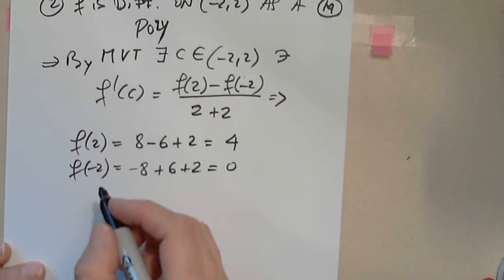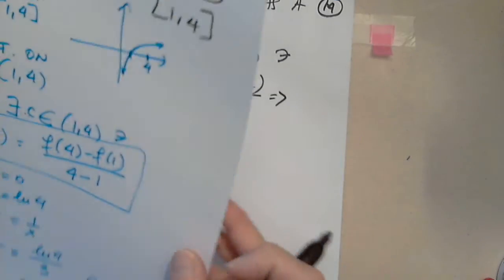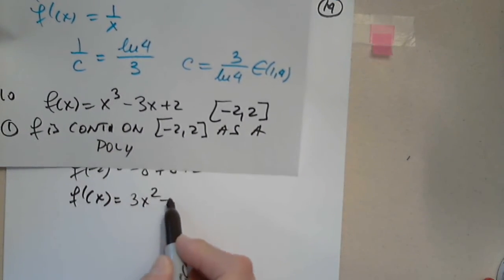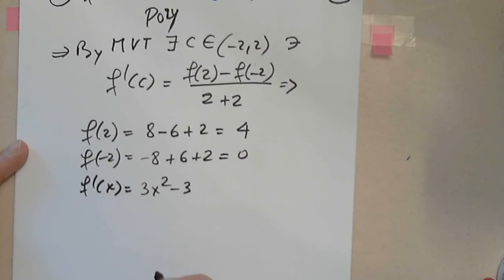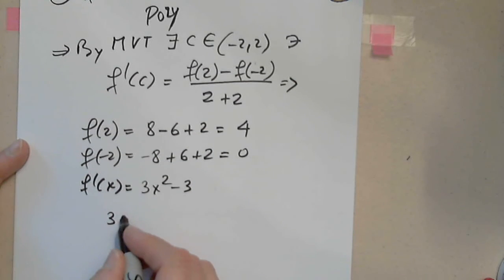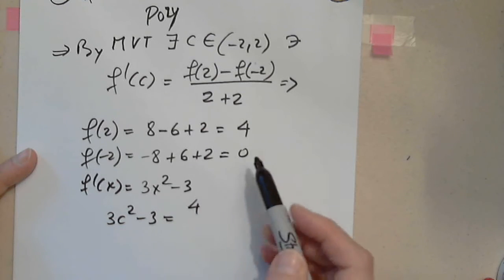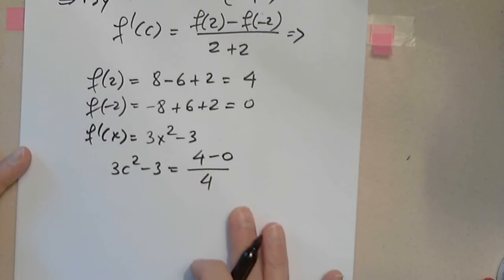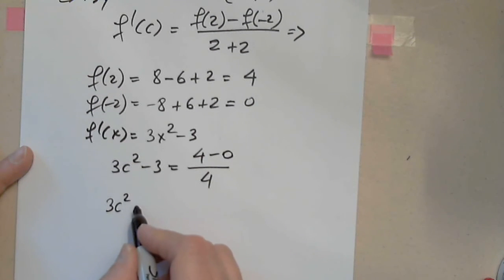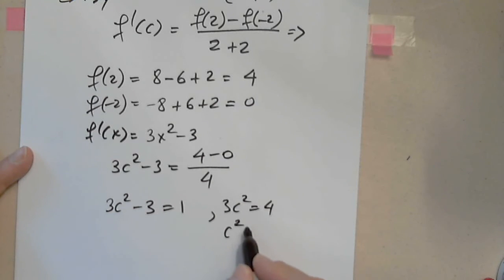Okay, so f prime of x is 3x squared minus 3. So f prime of c will be 3c squared minus 3 equals f of 2 was 4 minus 0 divided by 4. Or 3c squared minus 3 equals 1, or 3c squared equals 4, or c squared equals 4/3.